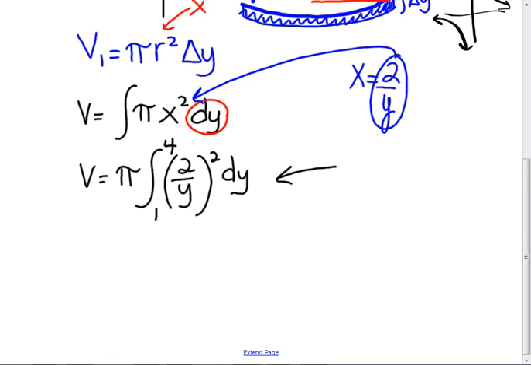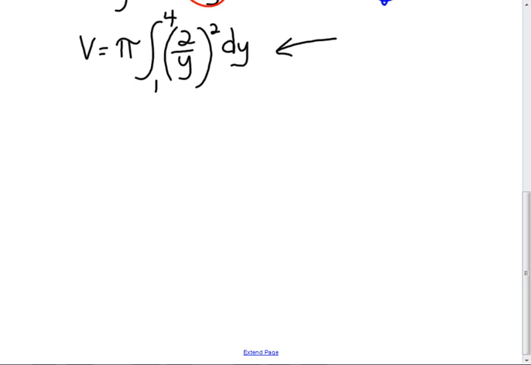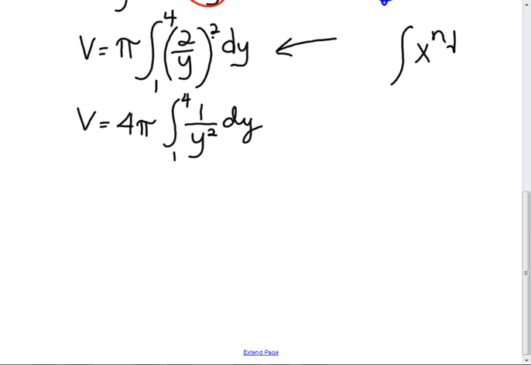Okay, let's do this because I don't want to see you do this wrong. So what can I do with this 4 that's in there? Pull it out. So the volume is equal to 4 pi, because 2 squared is 4, and I pulled it out. So I'm lazy. And this is from 1 to 4. Is that going to give me the log? No. All you know is this. X to the n, 1 over x, which is a log. I know it kind of looks like 1 over x, but it isn't. It's 1 over x squared.